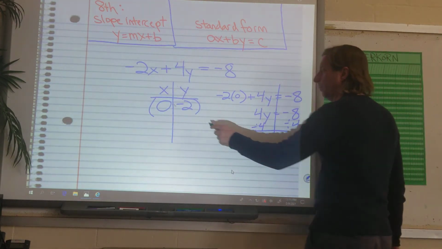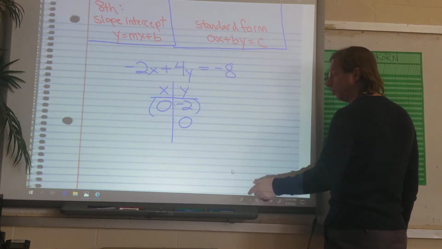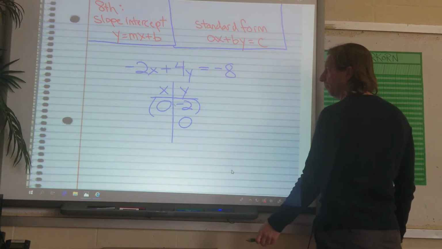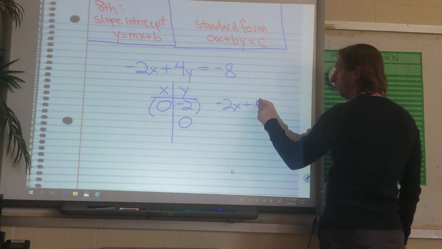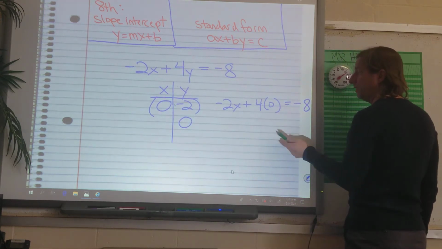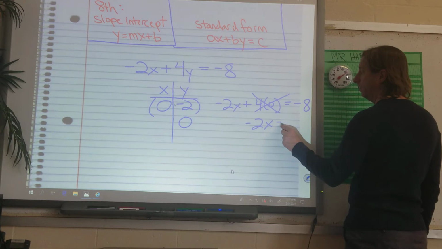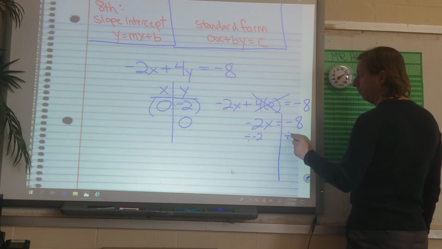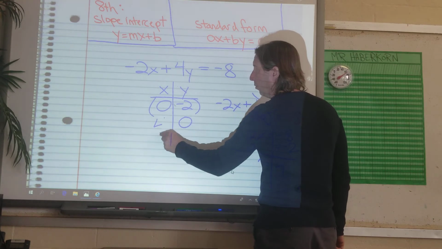Now we need another point. I'm going to put a 0 in for y. And the reason we put the zeros in is because it erases a whole lot of the equation and makes our life easier. So now I'm putting the 0 here in for y, right? See, y is 0. Okay, so negative 2x plus 4 times 0 equals negative 8. Well, what's 4 times 0? It's nothing, right? So that's gone. All that's left is negative 2x equals negative 8. Divide by negative 2. And I get x equals 4. There's my other point, 4, 0.